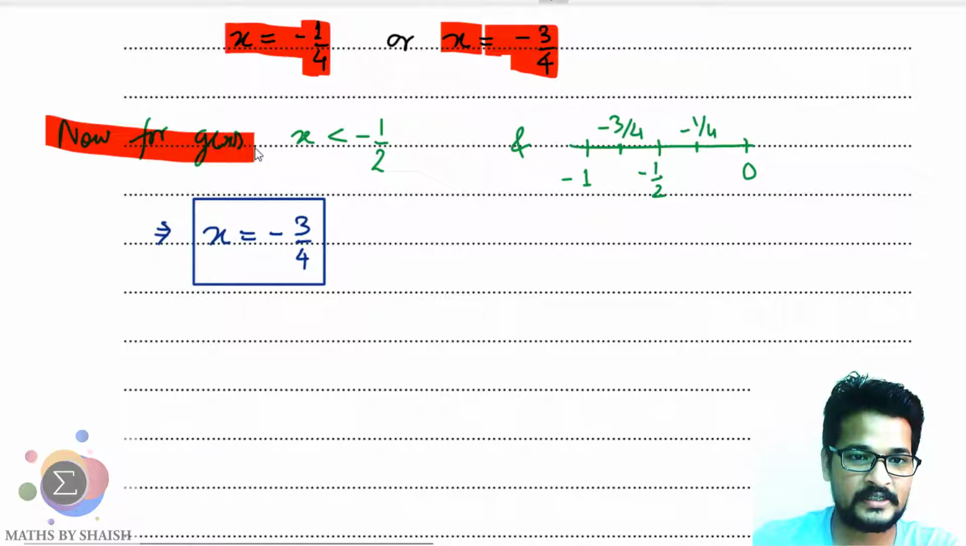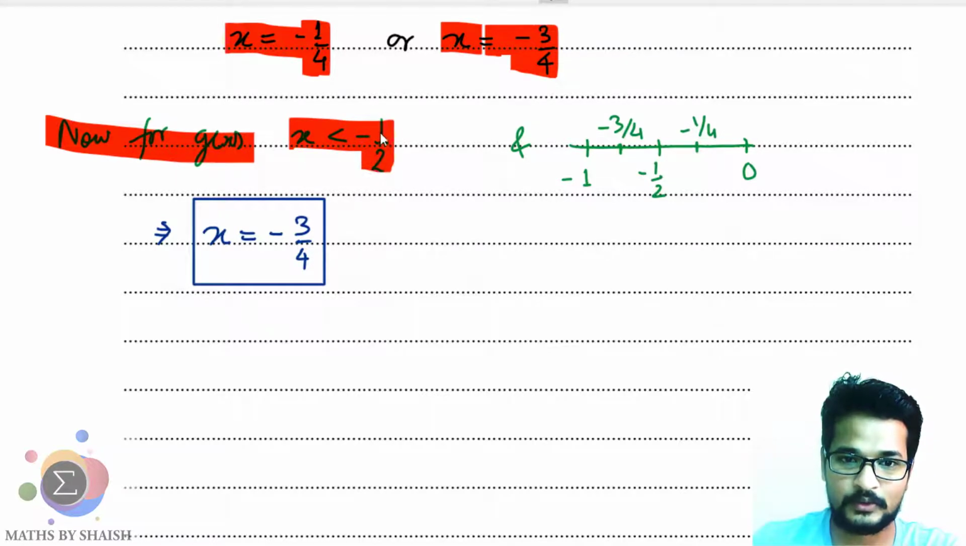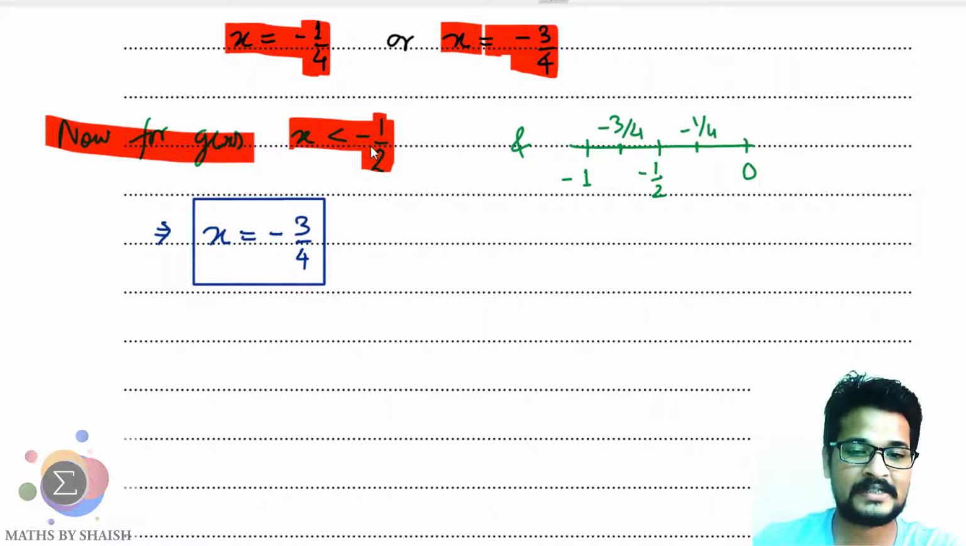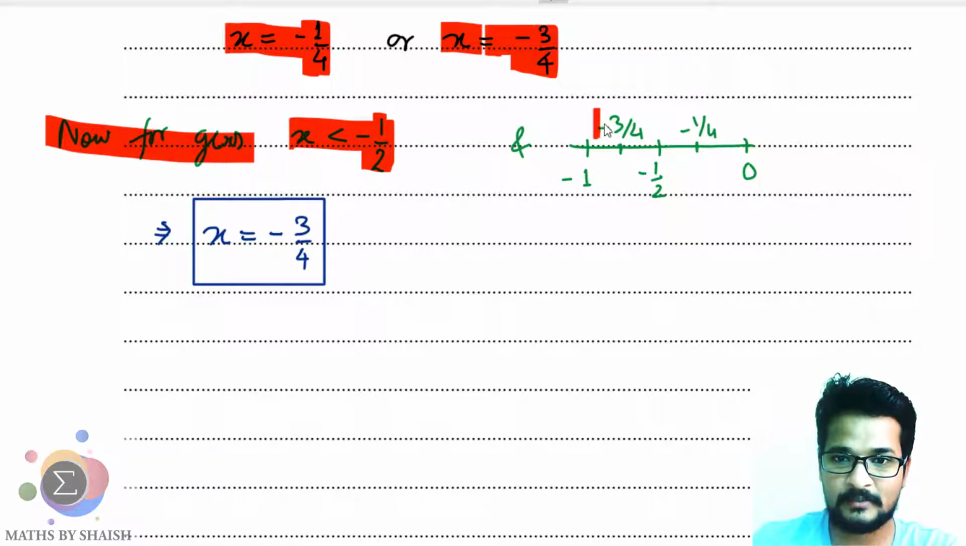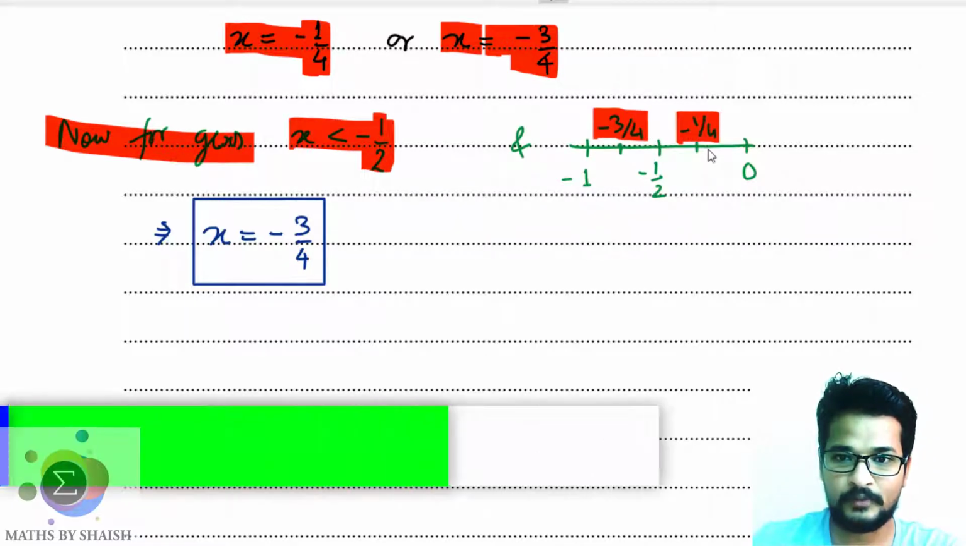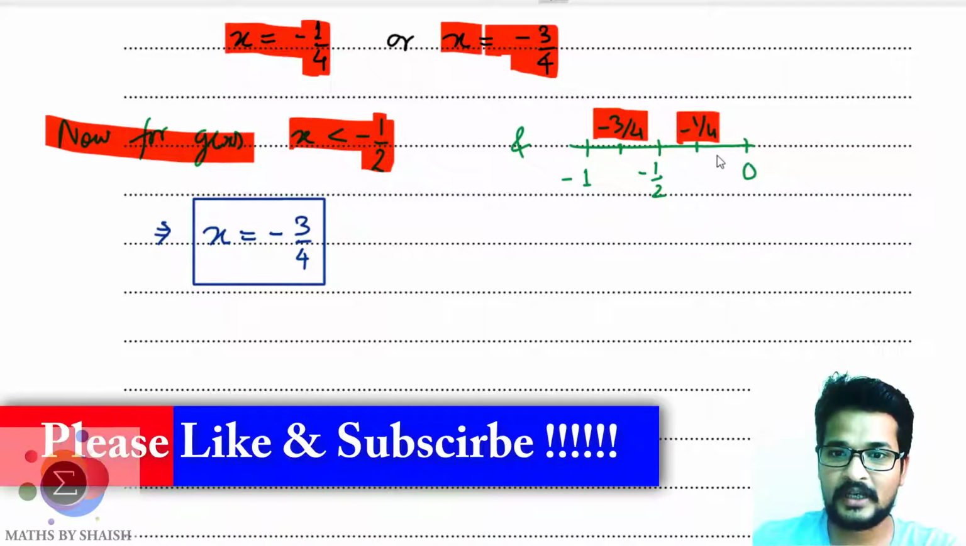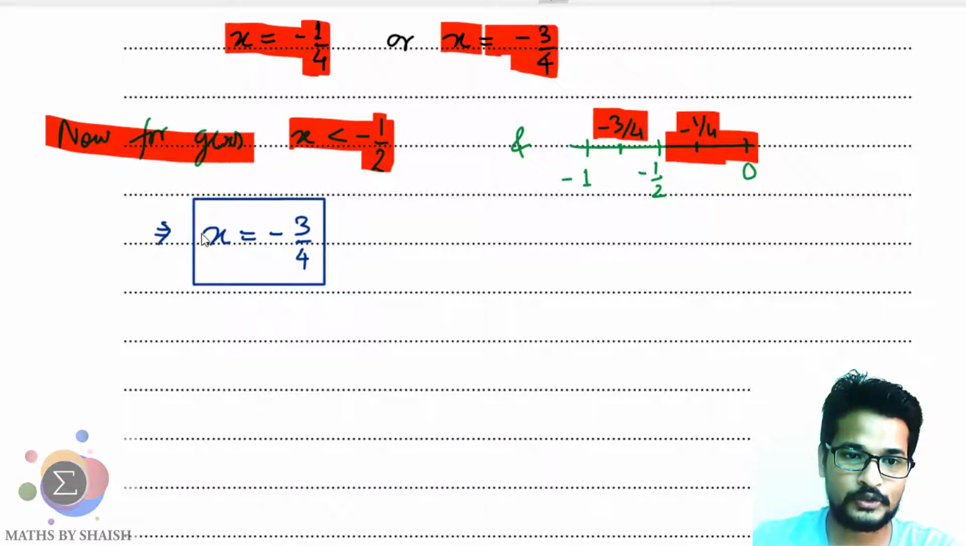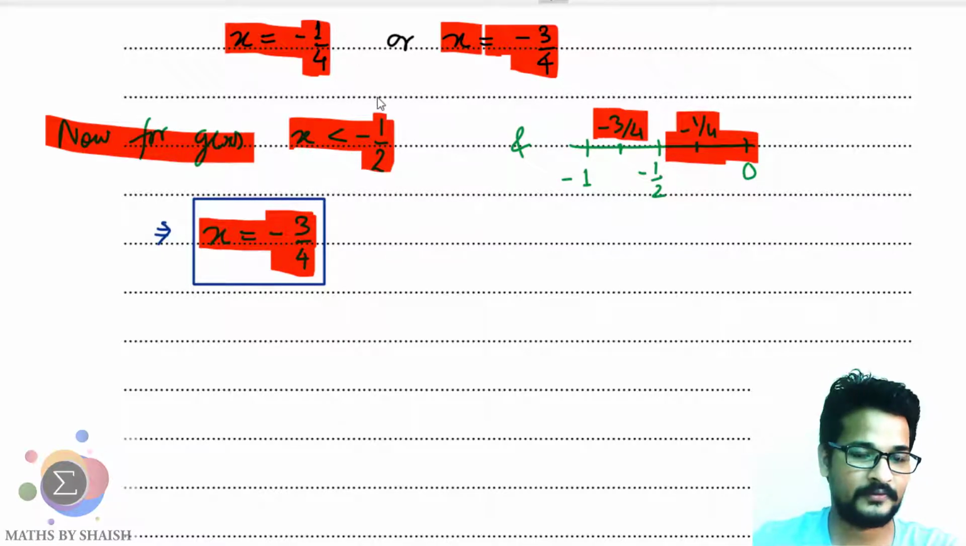But for g(x), x is less than minus 1 by 2. So for fg(x), the input is g(x), and g(x) is only defined when x is less than minus 1 by 2. So we can see minus 3 by 4 is here and minus 1 by 4 is here. So it cannot be minus 1 by 4 because minus 1 by 4 is bigger than minus 1 by 2. So the solution will be only minus 3 by 4. We have to ignore minus 1 by 4 in this case.